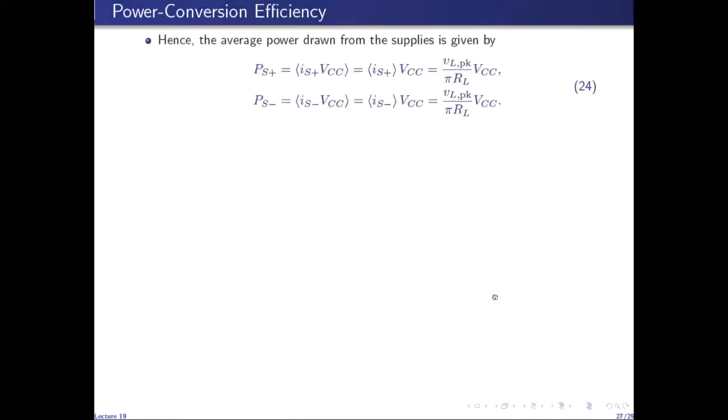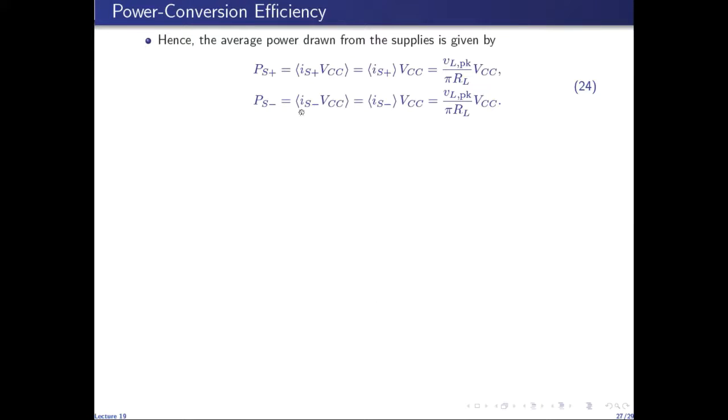So with these waveforms, I can find the average power drawn from the positive supply as well as the negative supply, by multiplying the voltage of the positive supply with the current drawn through the positive supply, and the voltage of the negative supply times the current drawn through the negative supply. So the voltage of the negative supply is minus VCC, and the current drawn from the negative supply is minus IS negative, because IS negative is pushed into minus VCC. So the current drawn from minus VCC will be in the opposite direction. So it will be minus IS negative.